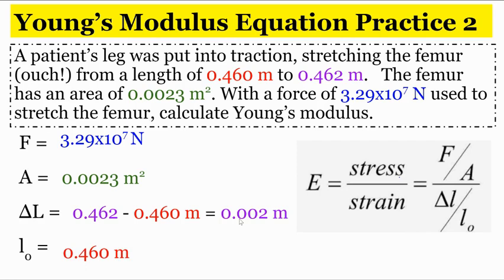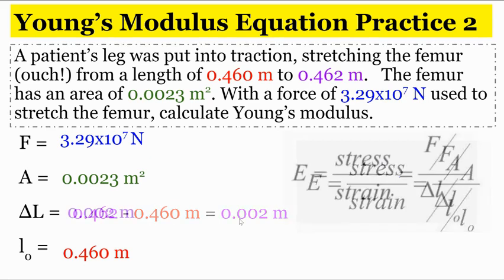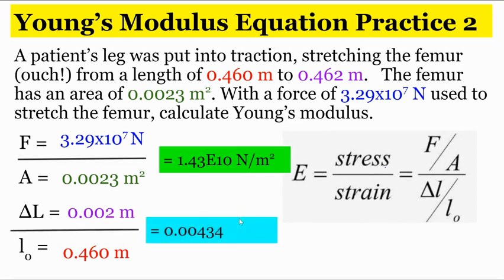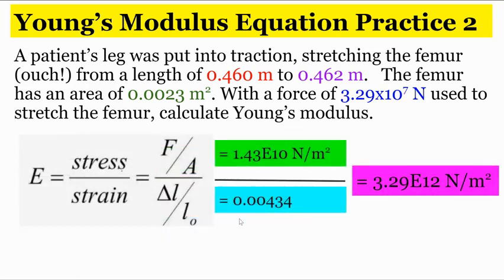Now that we have those values, we are going to take force divided by area, and that gives us our stress value, and delta L divided by original length, which gives us our strain value. Once we've solved for stress and strain, we can plug them into the equation to calculate the Young's modulus. Stress divided by strain will give us a Young's modulus of 3.29 times 10 to the 12th newtons per meter squared.